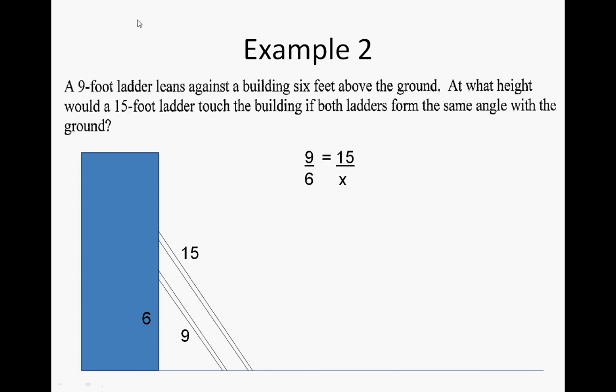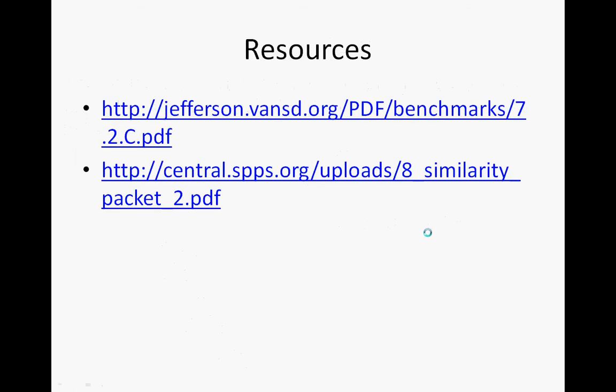Here we go. I chose to set up my proportion this way. Corresponding parts are across from each other, and then I have the triangles vertically. This part, it made sense to me this time. Now you could also go 9 over 15 equals 6 over x and match corresponding parts and then triangles, but this way works too. When you cross multiply and divide, it doesn't matter how you set it up, you will get 10 feet. And if you want some more examples to try, here's the two places I found those examples.